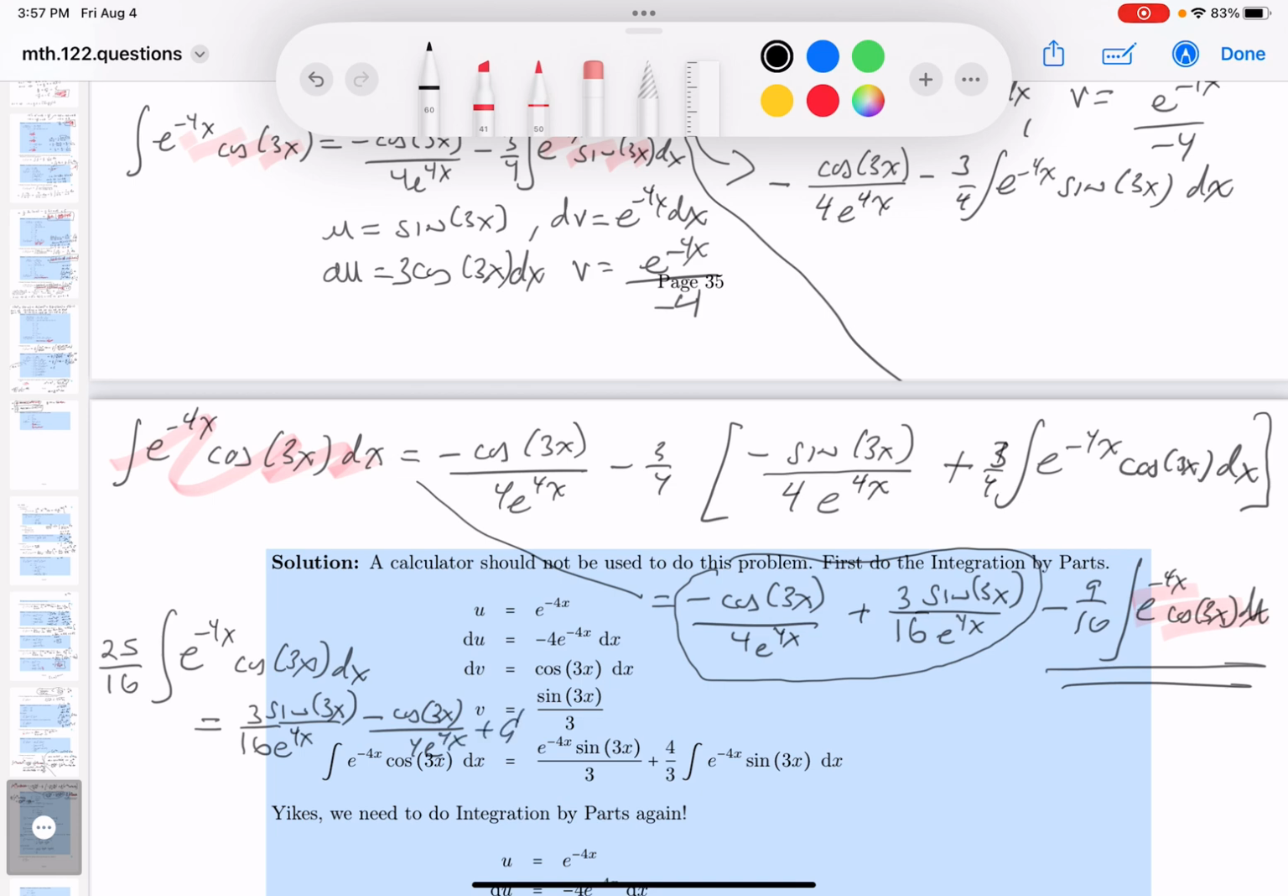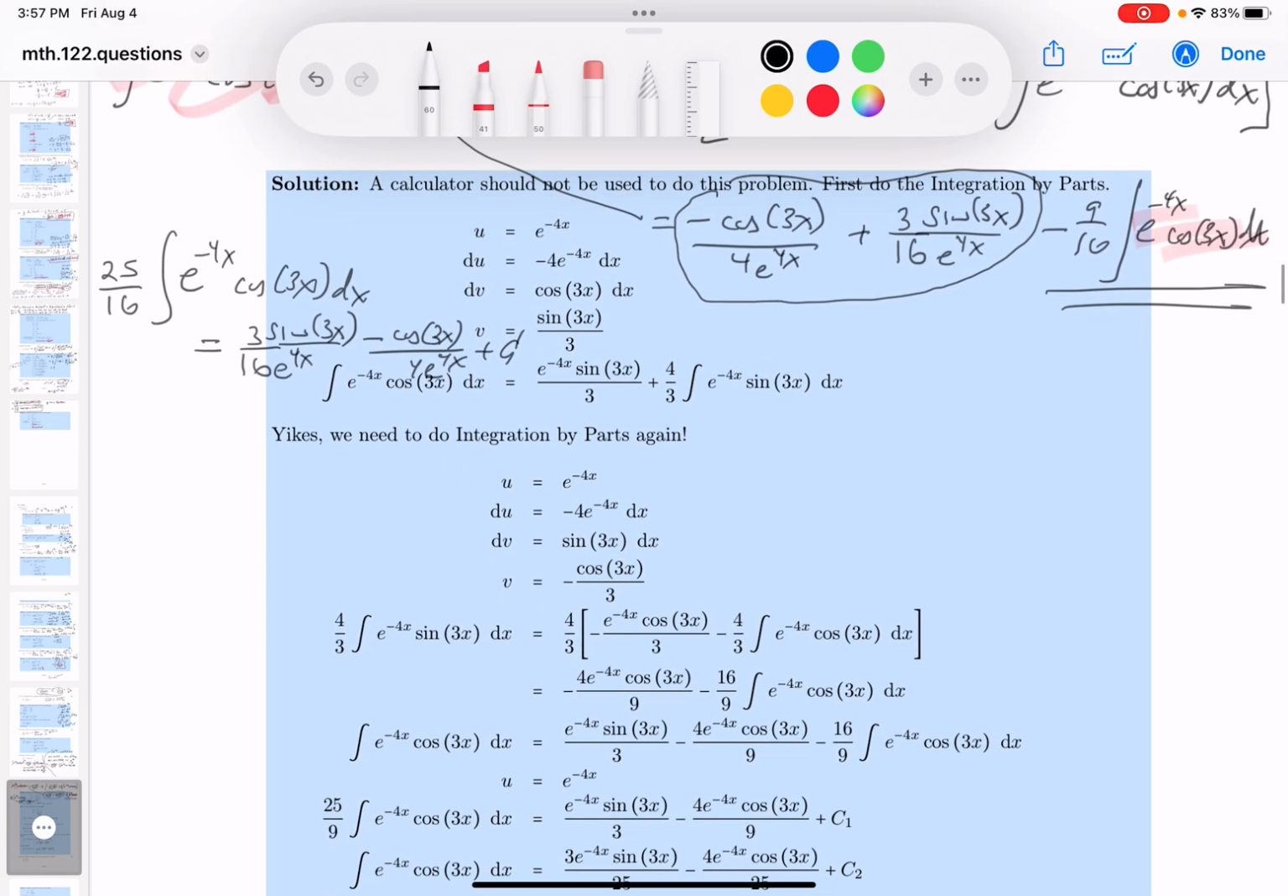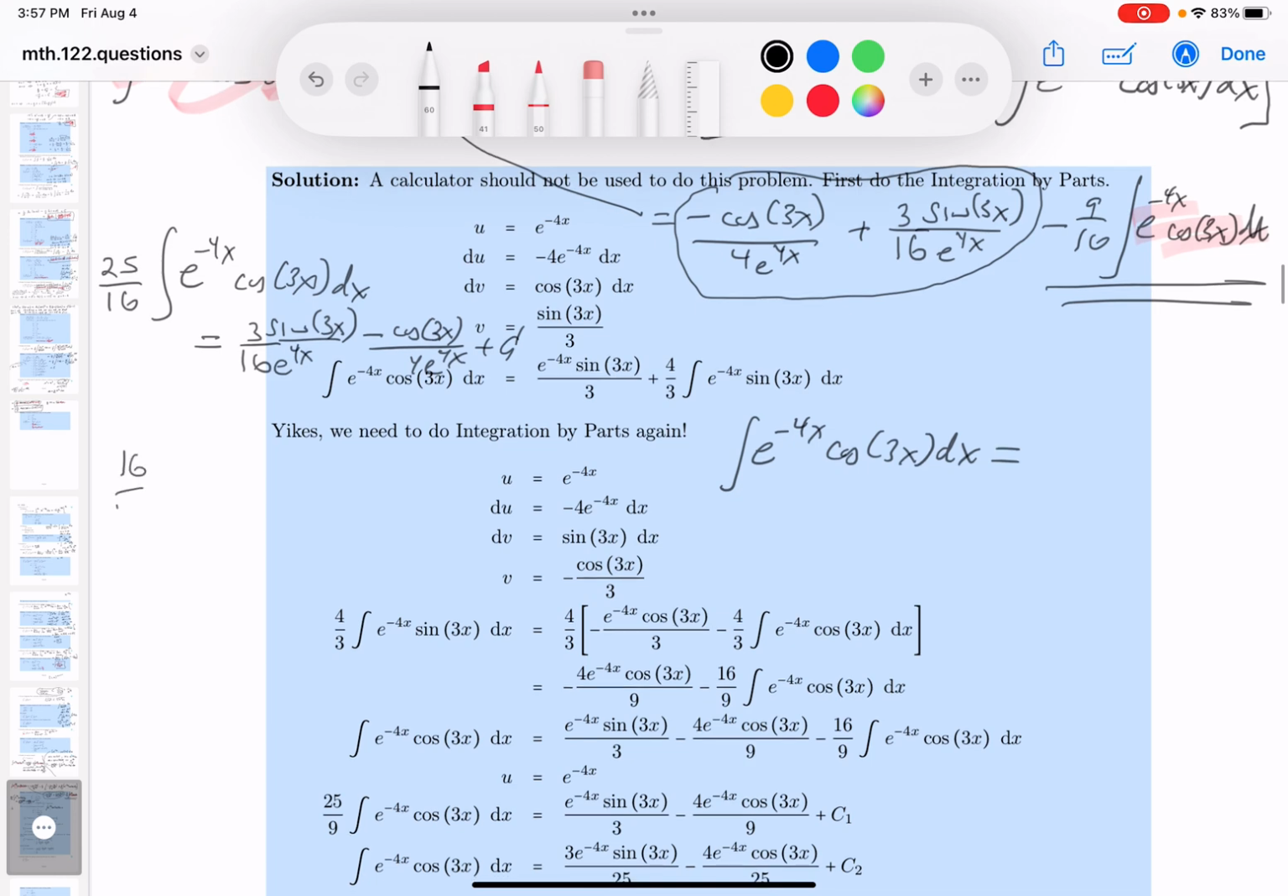All right? So someone says, what are you going to do now? I've got to multiply both sides by 16/25. Let's write that down. And again, I'm multiplying both sides by 16/25. Let's write it down. And again, I'm multiplying this whole thing by 16/25.